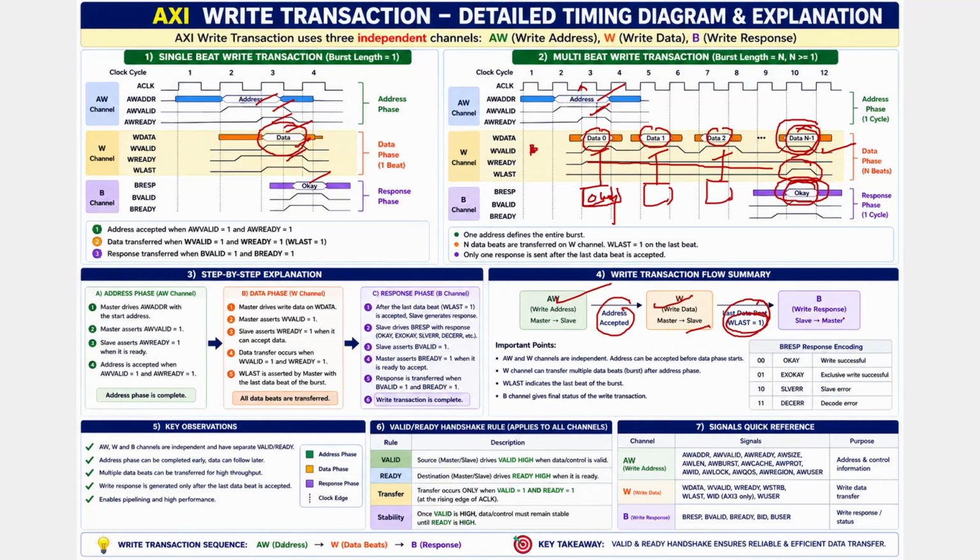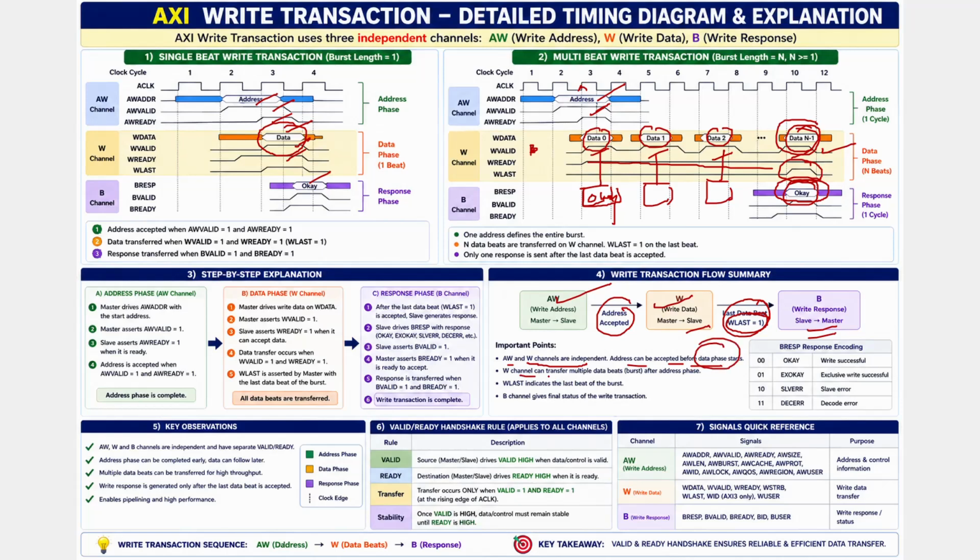Okay, then the write response will be sent from slave to master. This is the important point: the AW and W channels are independent of each other. Whatever address you are sending, the address phase can be accepted before the data phase. So you need to place the address first, and only after that is the data placed.